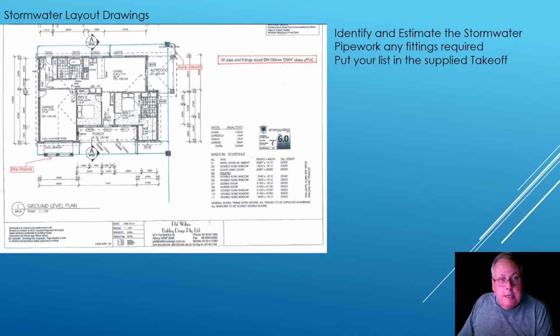Again, same types of things. How many 90-degree bends? Are there any 22.5? I can't see any offhand, but we do have a couple of sumps. We've got one here, another sump here, and another sump here. So you need to allow for those sorts of things. All the pipe fittings are DN 100mm DWV class UPVC. All right, pretty simple. Once you've got that, put your list into your list of materials that you've formed into the supplied takeoff.